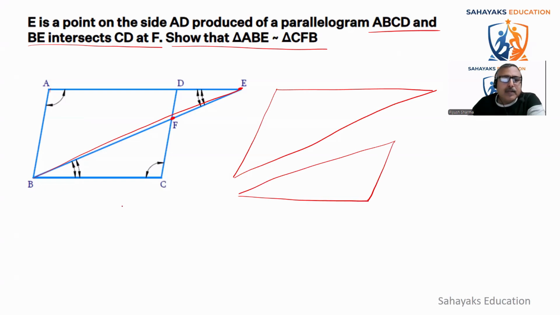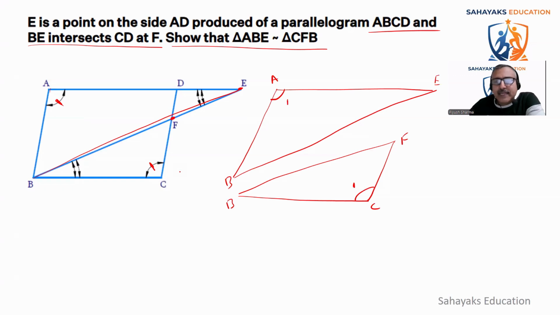Okay. Now we know that angle A is equal to angle C. Yes or no? We know it. Why? Opposite angles of a parallelogram are equal. So if this angle is 1, this angle is also 1. Okay. Then I'll just mark it. This is A, this is E, this is B, this is C, and this is F.